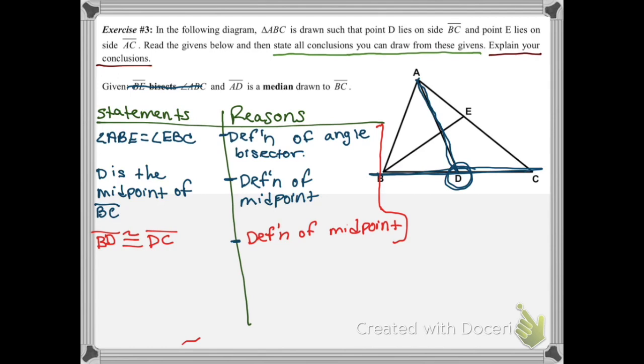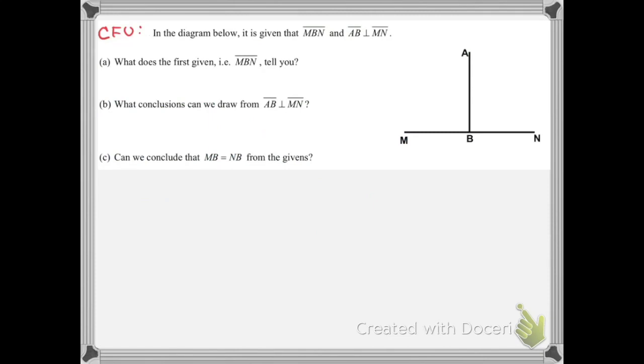Let's look at our CFU for today. So here is our CFU. We are given that we have 3 points on a line, okay? We are given that we have a perpendicular, okay? We're supposed to answer these 3 questions here and finally decide if we can conclude that these 2 segments are the same.